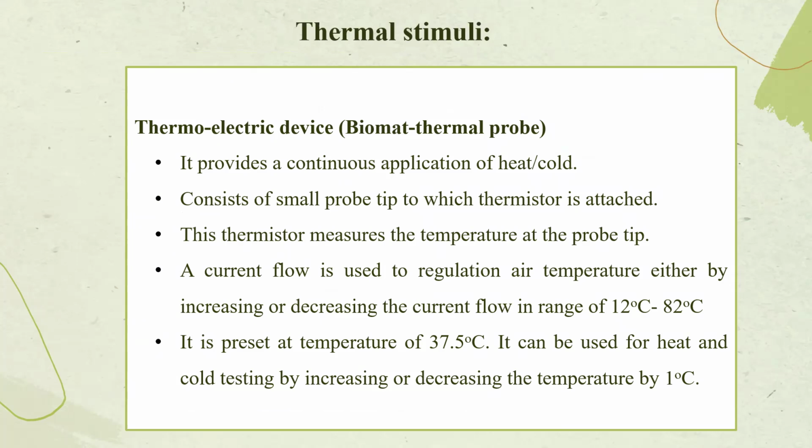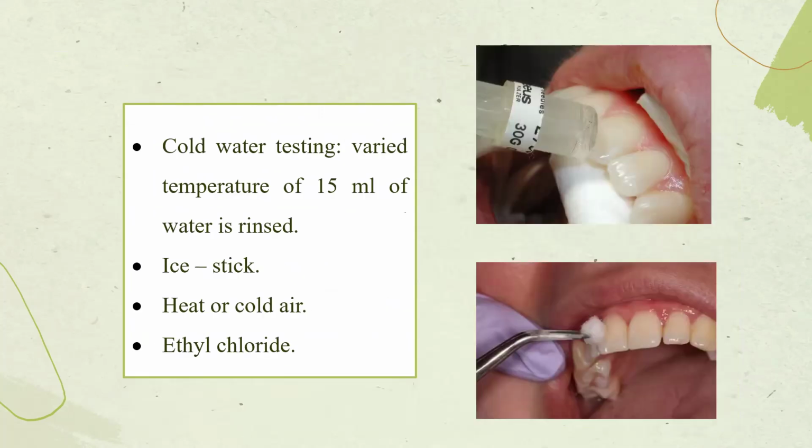It provides a continuous application of heat or cold, and consists of a small probe tip to which a thermistor is attached, and this thermistor measures the temperature at the probe tip. A current flow is used for regulation of temperature either by increasing or decreasing the current flow in a range of 12 degrees Celsius to 82 degrees Celsius. And it is preset at a temperature of 37.5 degrees Celsius. It can be used for heat and cold testing by increasing or decreasing the temperature by 1 degree Celsius.